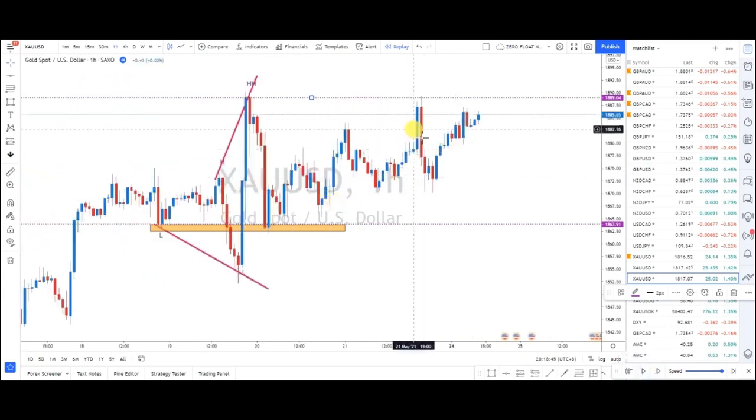Okay, so you can see here price took quite some time to reach our take profit. Anyhow, whether slow or fast, price has still reached our take profit.